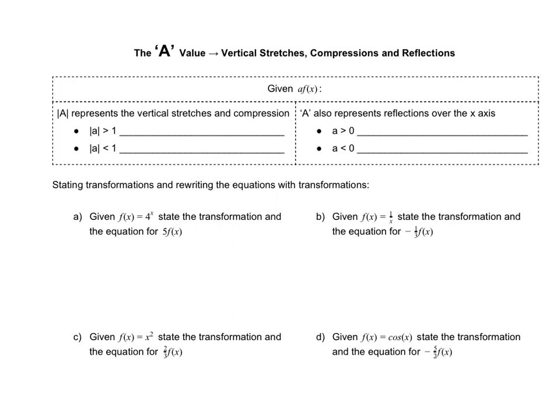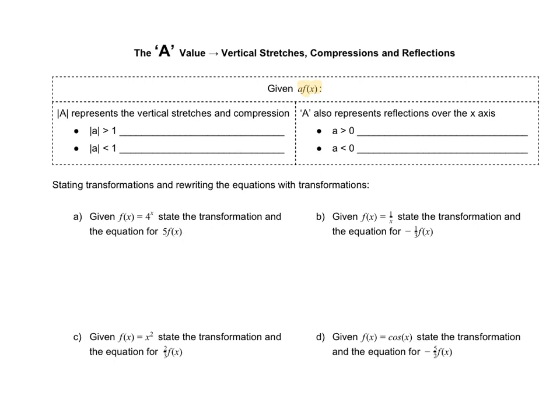In this video, we will be focusing on the a value. The a value is a number that is attached to the function by multiplication and it is seen in front of it. And the a value is something that you have seen in grade 10 when you were looking at parabolas. And in grade 10, you saw that the a value represented a vertical stretch or compression or a reflection over the x-axis.